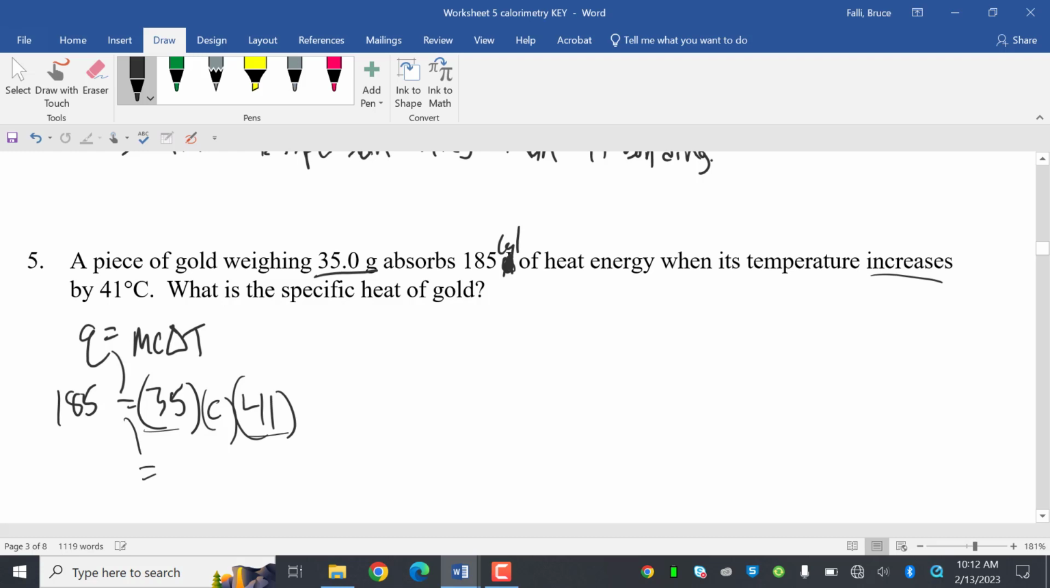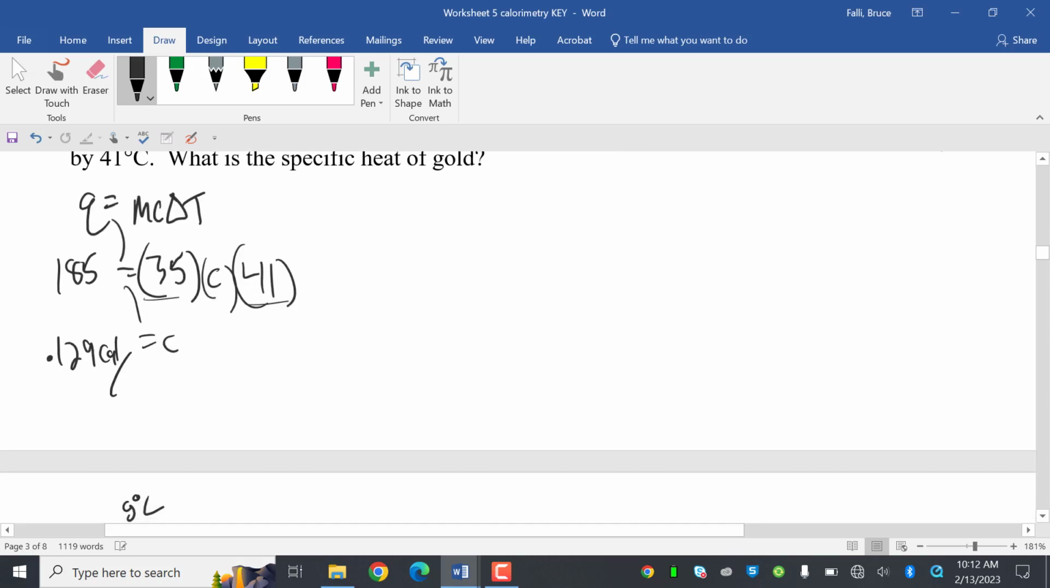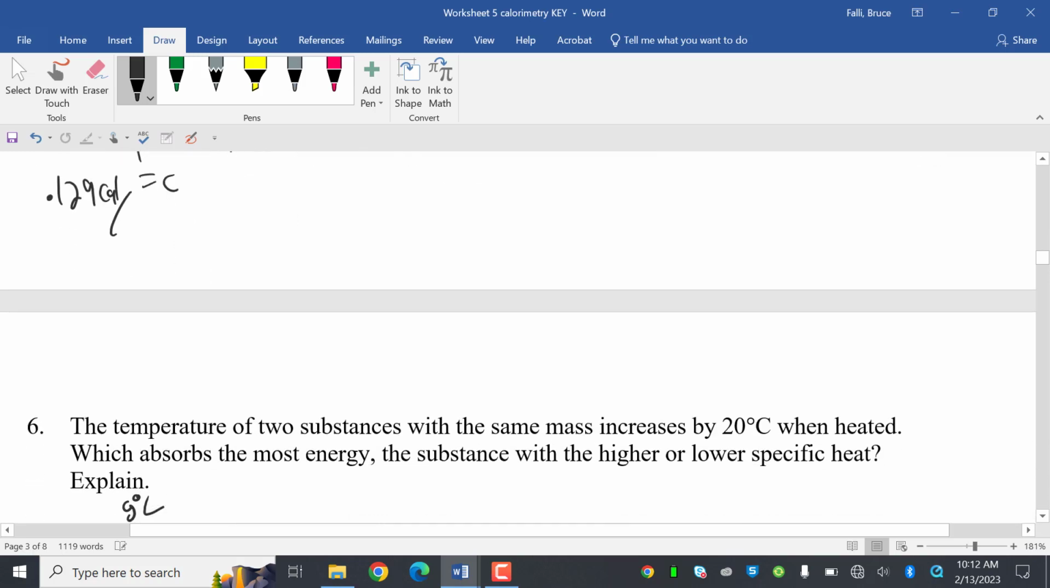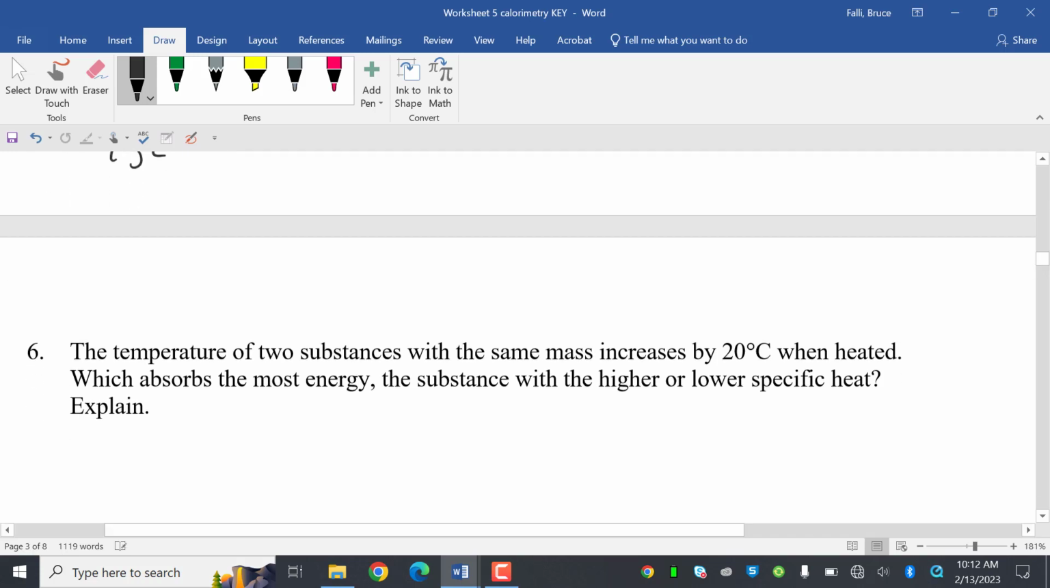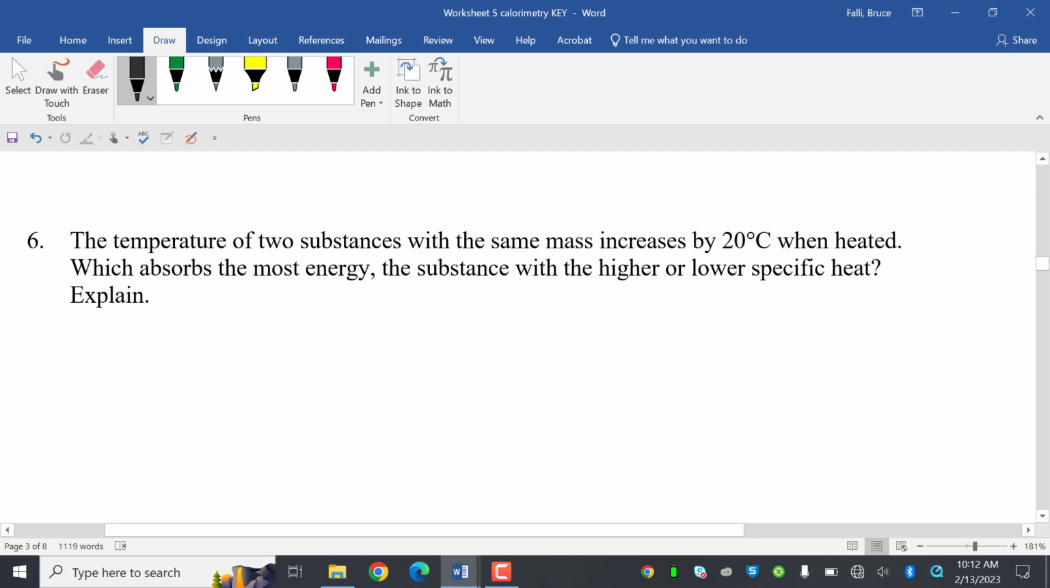And C, which should be small, 0.129 calories per gram degree Celsius. Notice how evil that unit is. All right. Temperature of two substances, calories per gram degree Celsius. Two substances of the same mass increase by 20 degrees when heated. Which absorbs more energy? Substance with a high specific heat or lower specific heat?